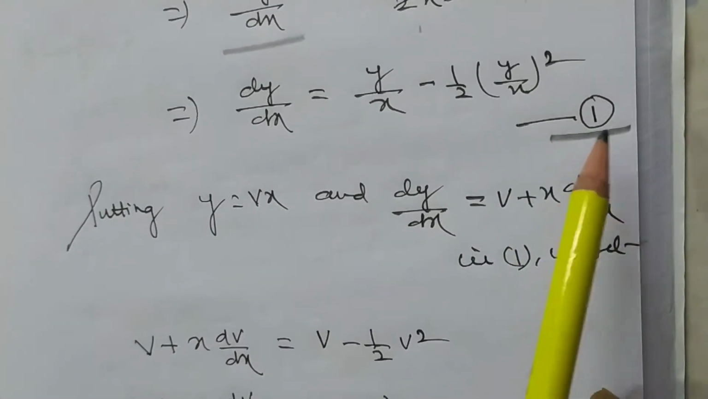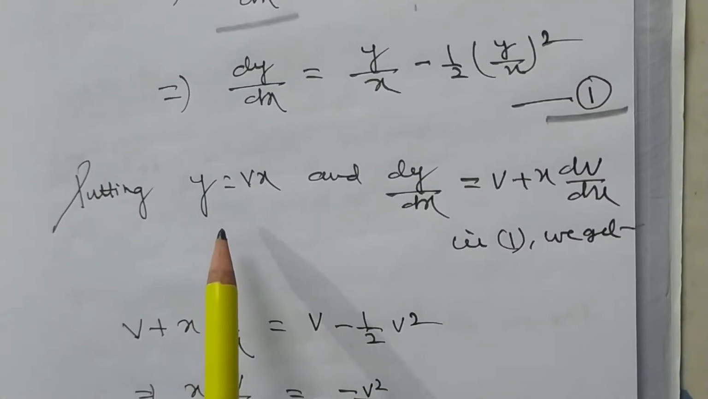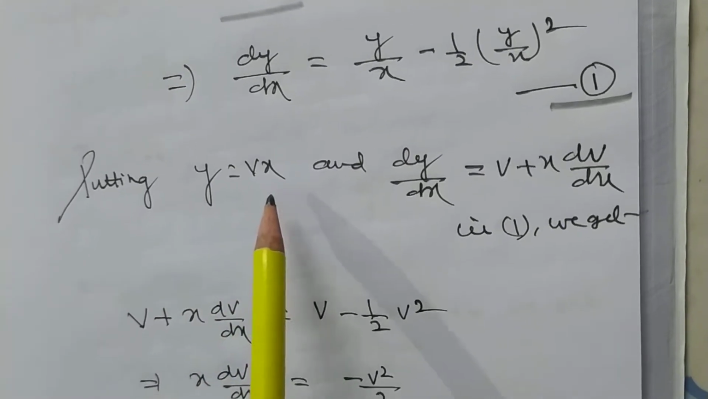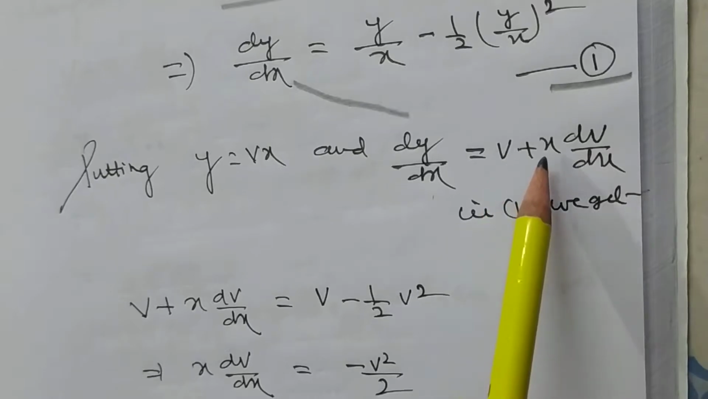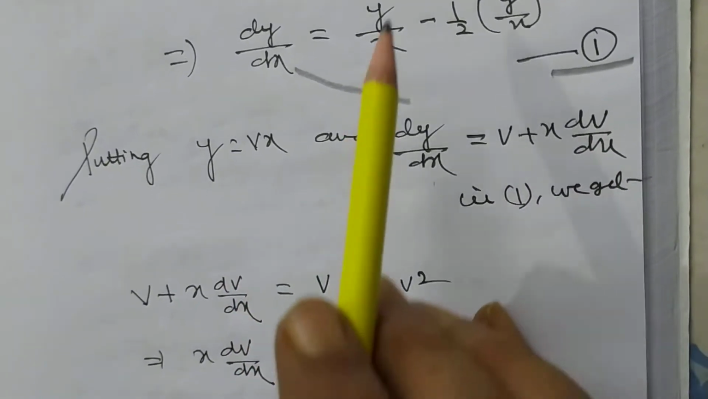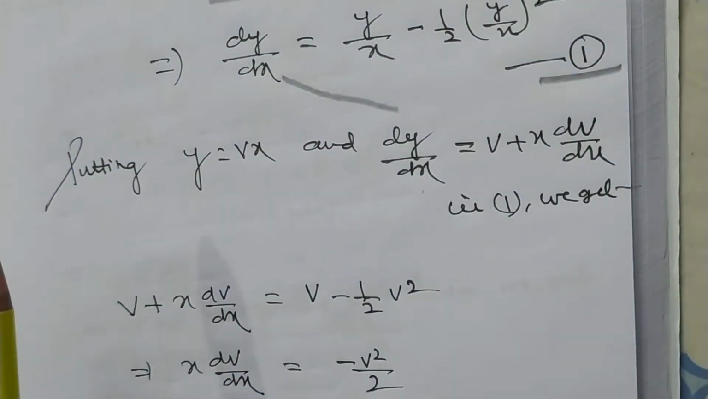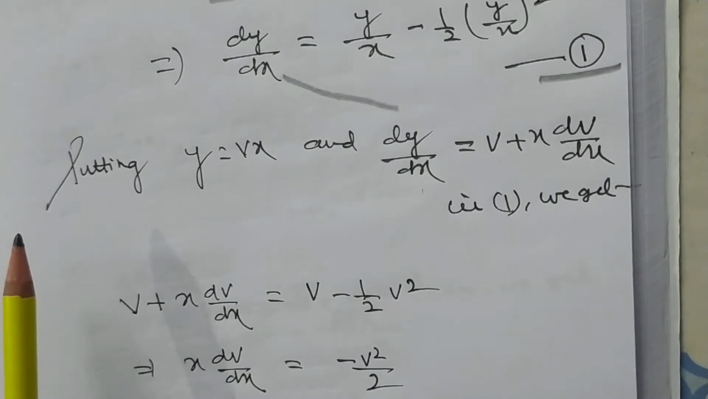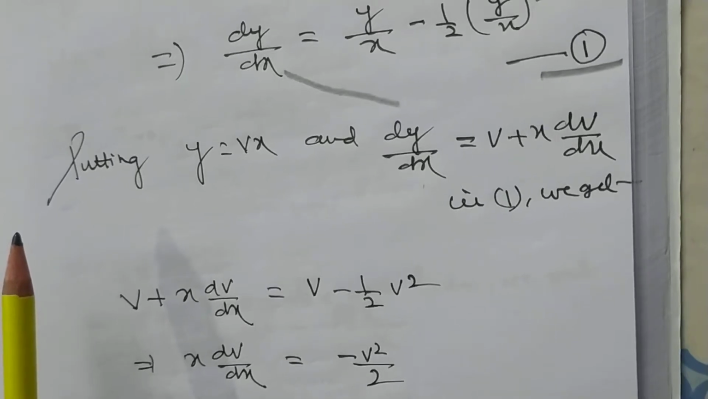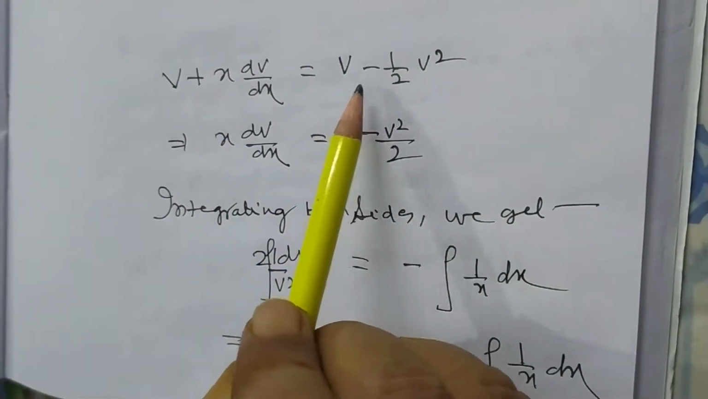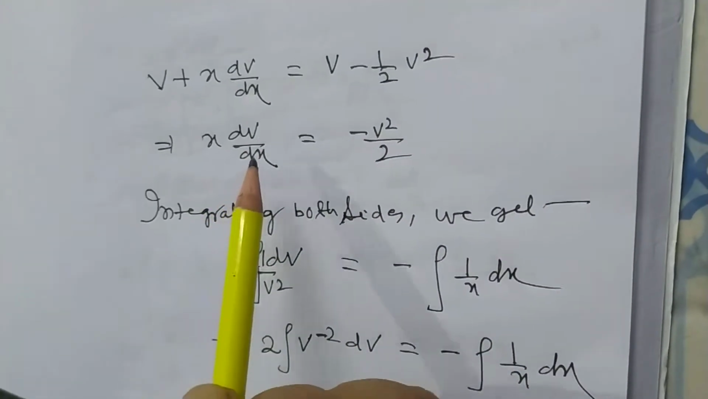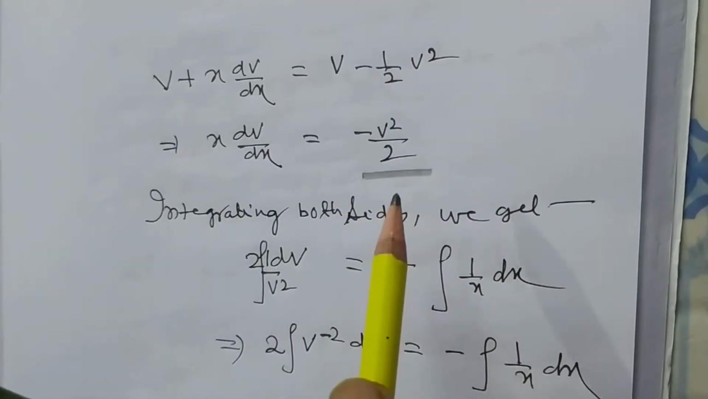This is equation first. Now my dear students, we put y = vx, and instead of dy/dx we put v + x dv/dx. This is the working rule by which we can solve problems of differential equations involving homogeneous form. Now it will be v + x dv/dx = v - (1/2)v², so x dv/dx = -v²/2.